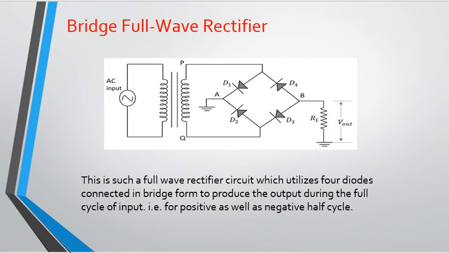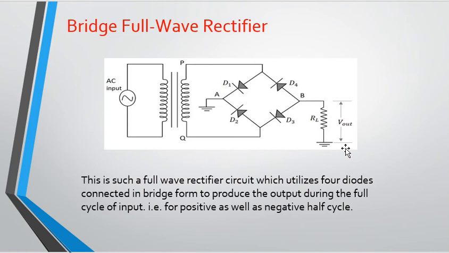So why is it called a bridge full wave rectifier? Because here a bridge of diodes is used. Bridge means there is a combination of four diodes D1, D2, D3 and D4 which form the bridge circuit. That's why it is a bridge full wave rectifier. Once again, in this diagram there is one transformer, a bridge circuit of diodes and a load resistor. Across the load resistor we are getting output.